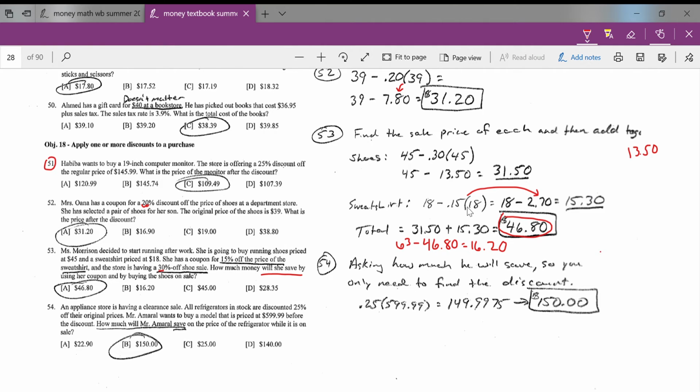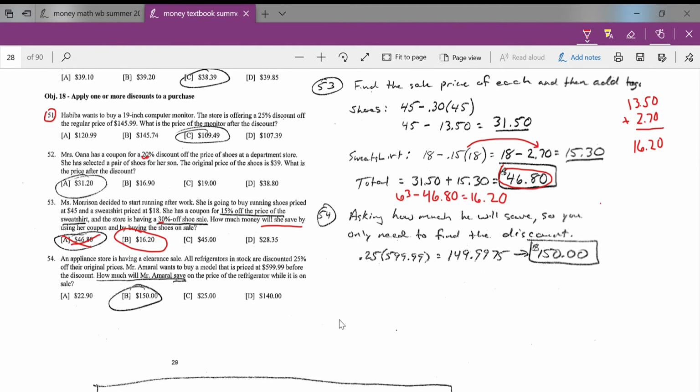And then the sweatshirt, 0.15 times 18, or 15% of 18, is $2.70. So those are the two discounts. I'm saving $13.50 on the shoes, I'm saving $2.70 on the sweatshirt. Those are going to add up to $16.20. Okay, so the actual answer for number 53 is not A. That's how much they actually cost, but the question says how much will she save? It should be letter B. Okay.